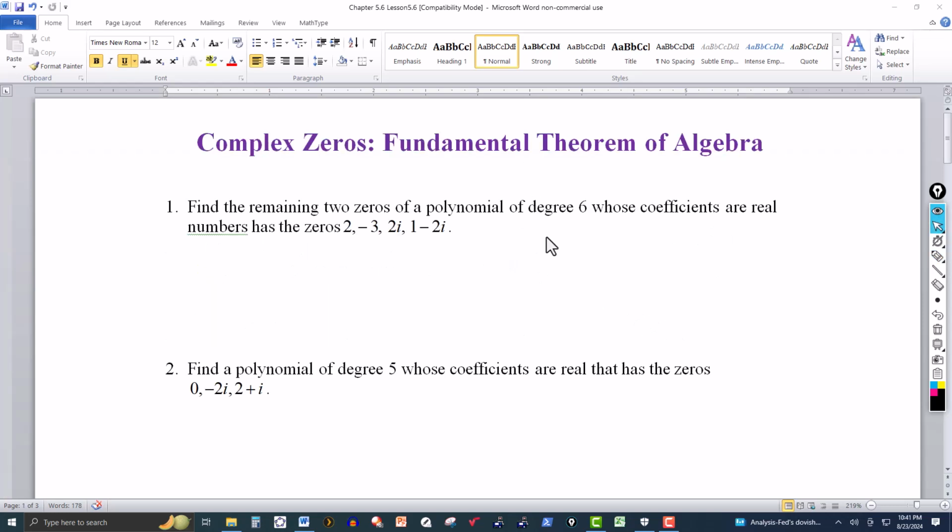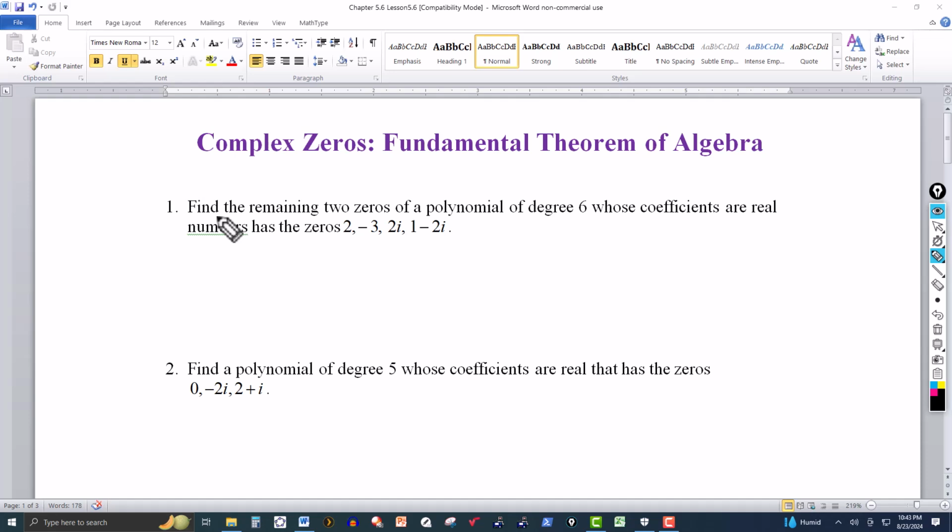And of course, the fundamental theorem of algebra simply states that if you have a complex polynomial, that is one that could have coefficients that are complex numbers, if it's at least degree 1, then it's going to have at least one complex 0. So that's all this theorem states. If you have a complex polynomial of degree n, where n is greater than or equal to 1, it's going to have at least one complex 0.